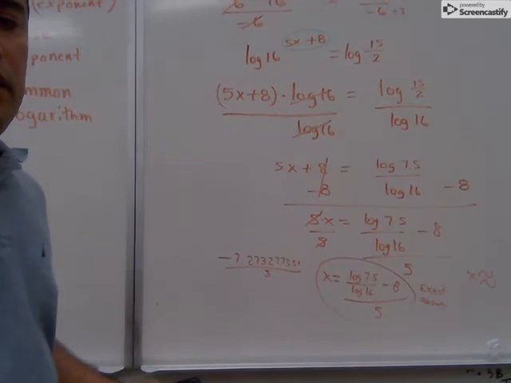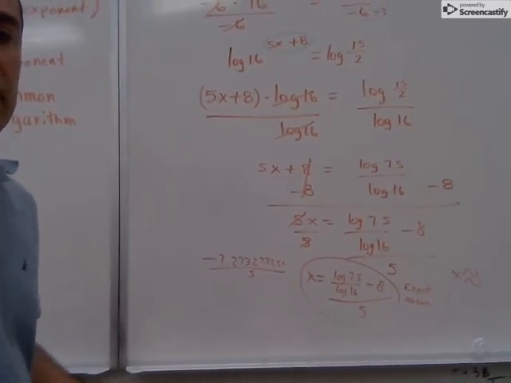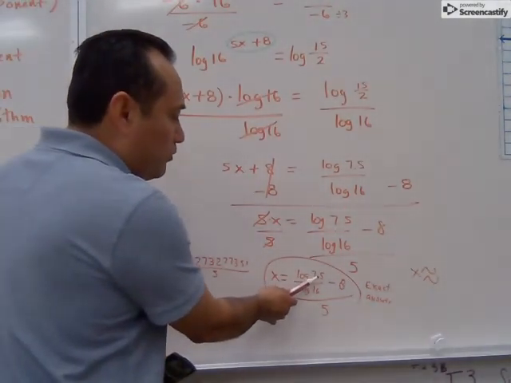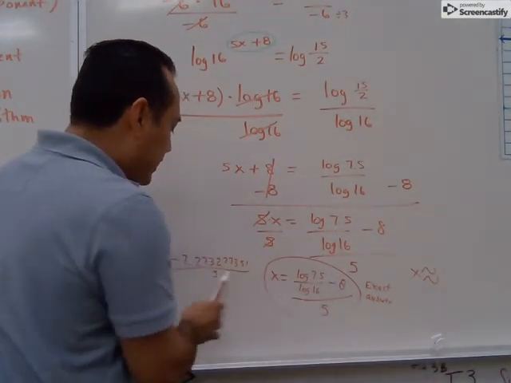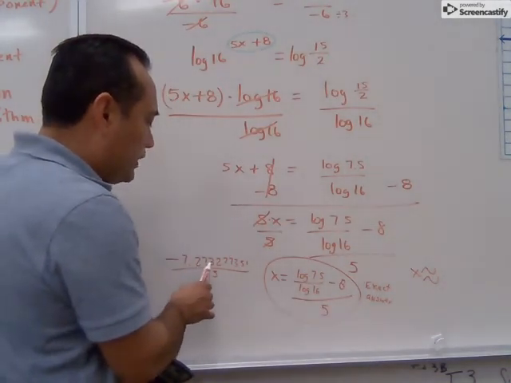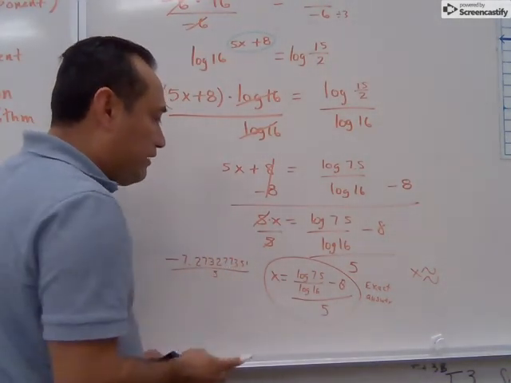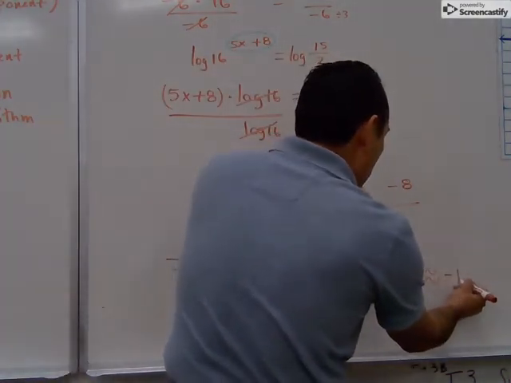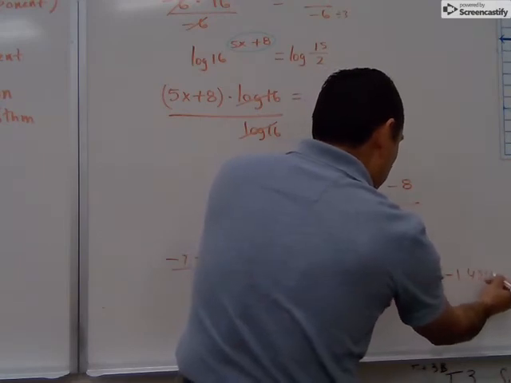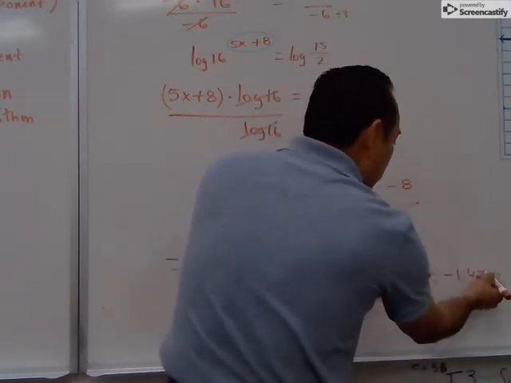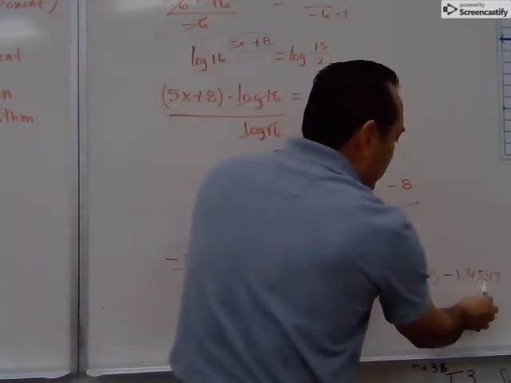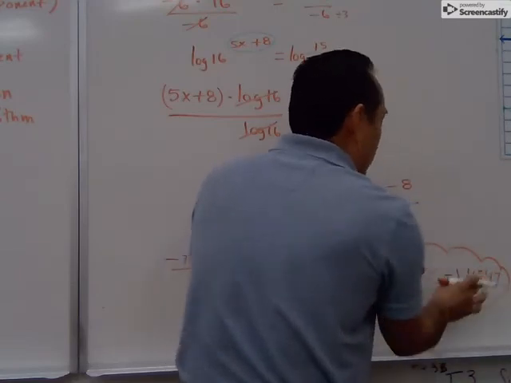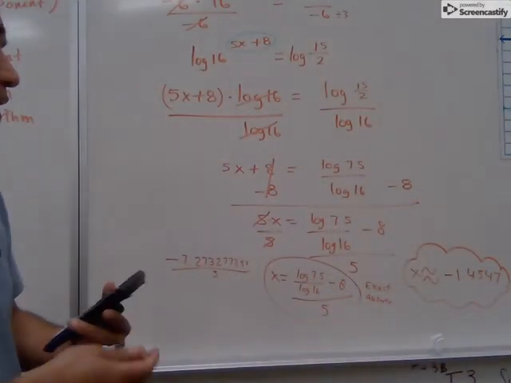So at this point, if you happen to be doing everything correctly, when you divide log 7.5 by log 16 minus 8, the answer should be negative 7.273277351. Divide that by 5, and your answer should be approximately negative 1.4547 when you round this to the nearest ten-thousandth. And this is the answer that we need to have when we approximate the answer.